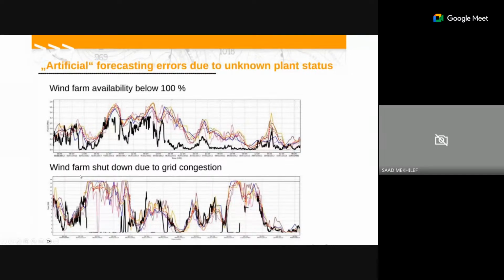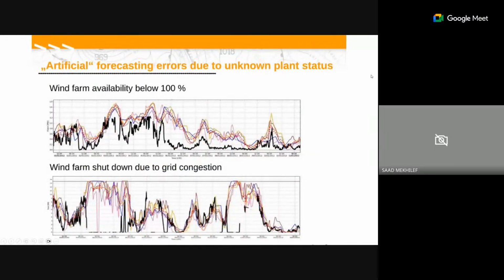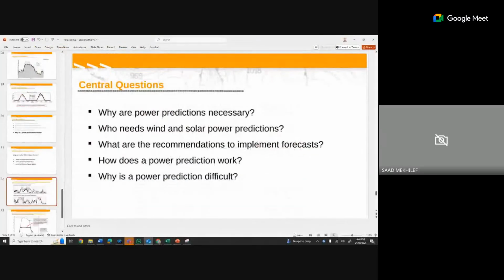And then this is a wind farm shut down due to grid congestion. So you can see the grid, the power. The dark blue is the wind. So here it is shut down in some of the parts. Okay, I think maybe we stop here, and then we go back to the slides.